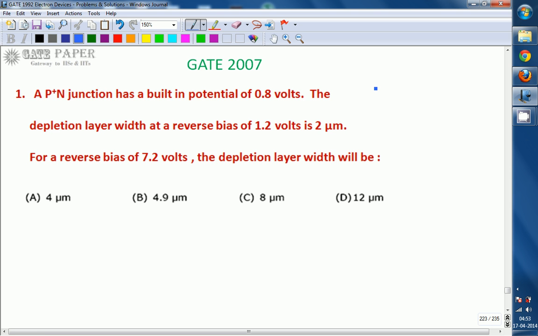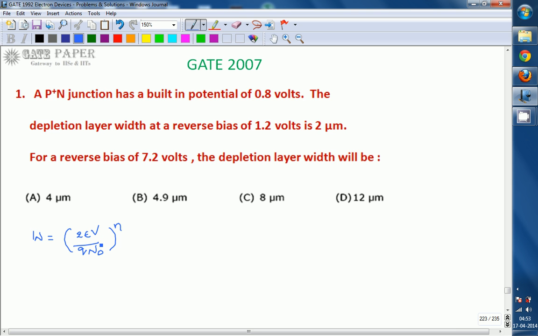What will be the depletion layer width if the reverse bias voltage changes from 1.2 volts to 7.2 volts? We know the equation for the depletion region. The width of the depletion region is indicated as W, with W = (2 epsilon V / (Q ND))^n. This is the equation for the width of the depletion region of a P plus N junction.